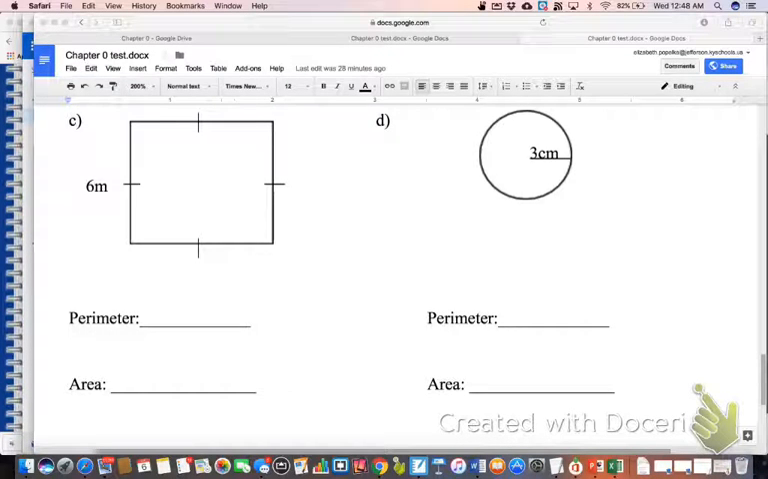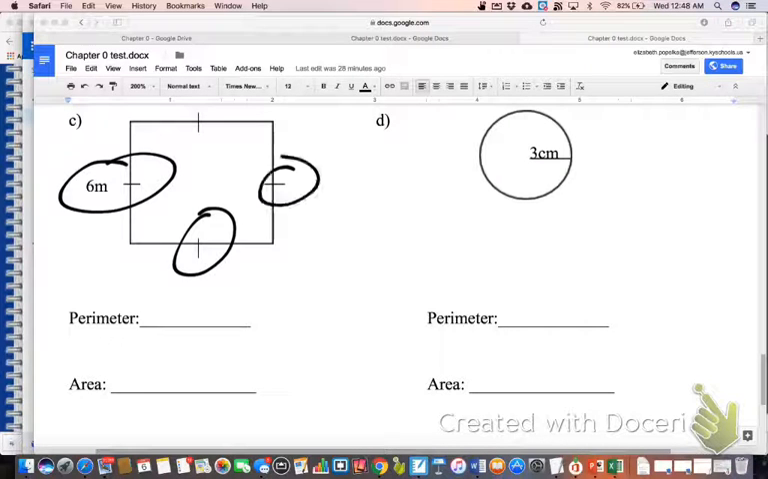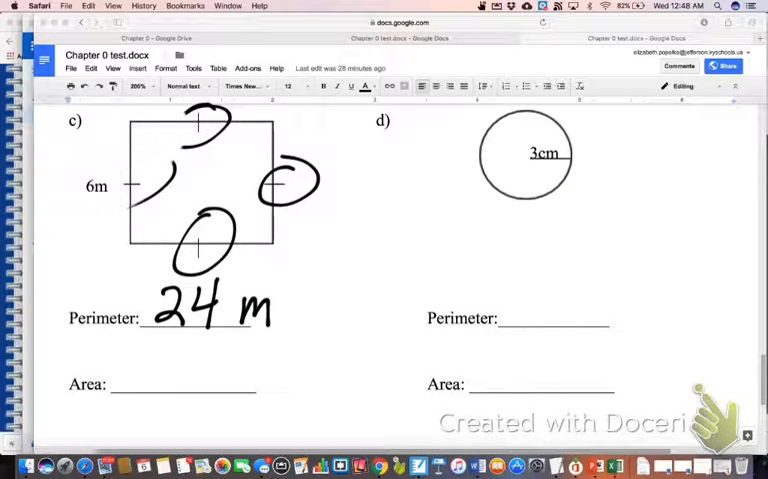Number 6, or letter C, the perimeter. The fact that these are all right here means that all of those sides are congruent. So it's just going to be 6 plus 6 plus 6 plus 6, which means it's going to be 24, just regular old meters because we're talking about perimeter.